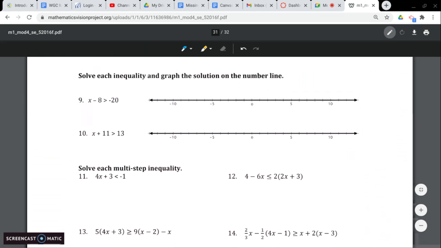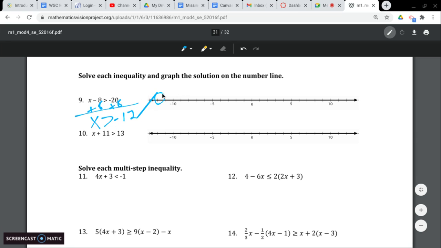All right, solve each inequality and graph the solution on the number line. So for these, we first have to solve, then we can graph it. So we have x minus 8 is greater than -20. So we add the 8 over. So we end up with x is greater than -12. So we find -12 over here. Now, is this going to be an open or a closed circle? It's going to be open.